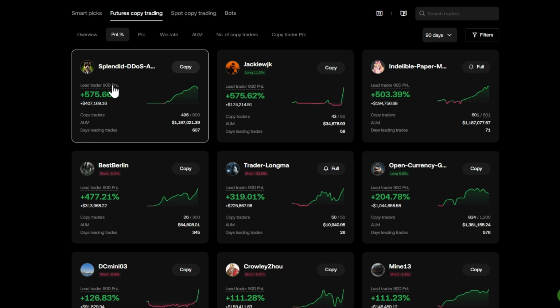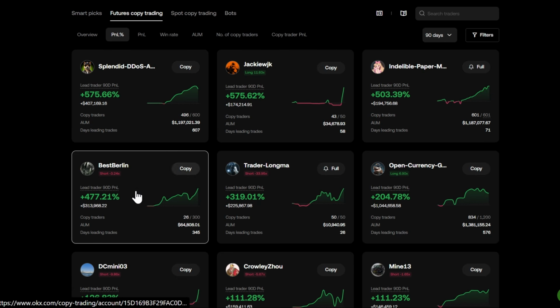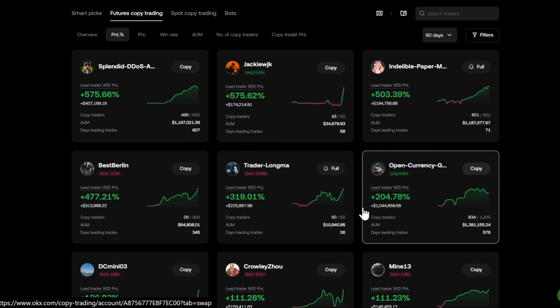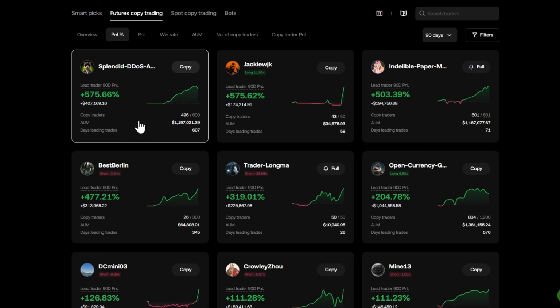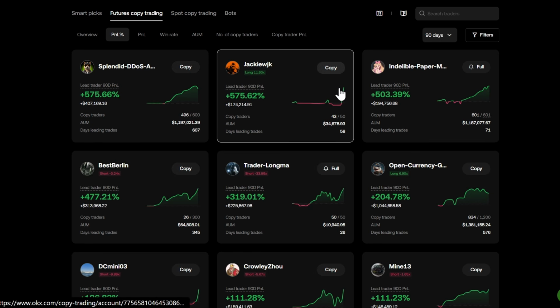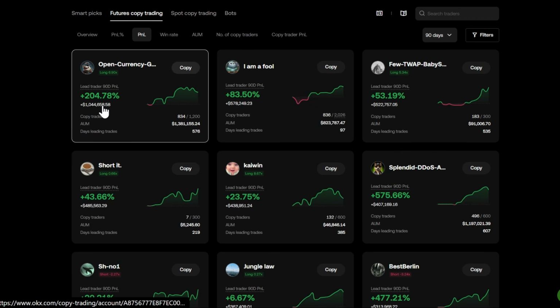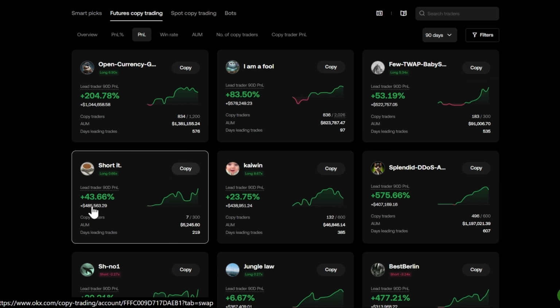P&L percentage. This shows the total profit or loss percentage the trader has made over a specific period. A high P&L percentage looks good, but you need to check other metrics too, because one lucky trade can inflate this number. P&L in dollars. This is the actual dollar amount the trader has made. This gives you a clearer picture of real performance, not just percentages.